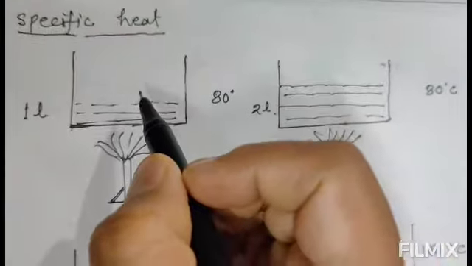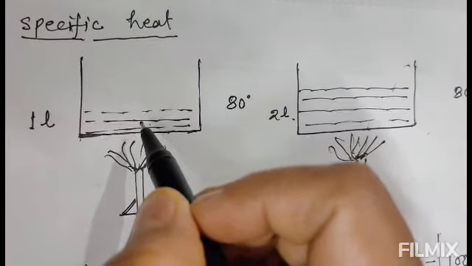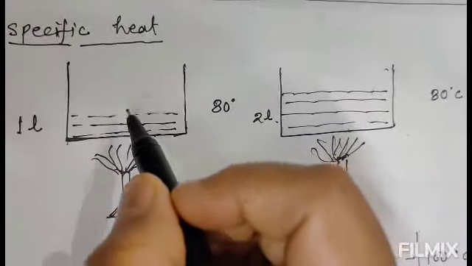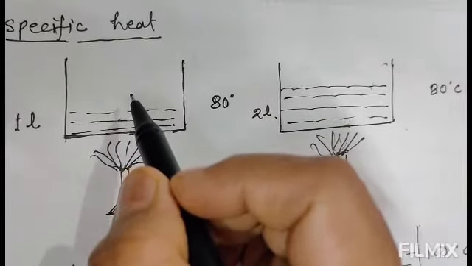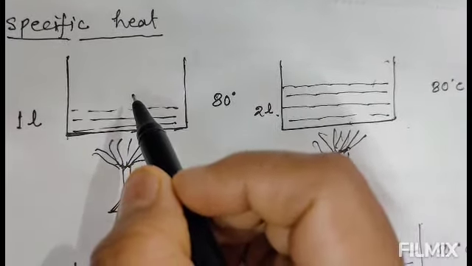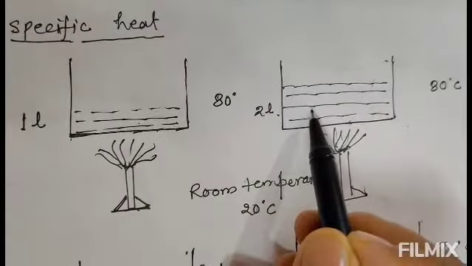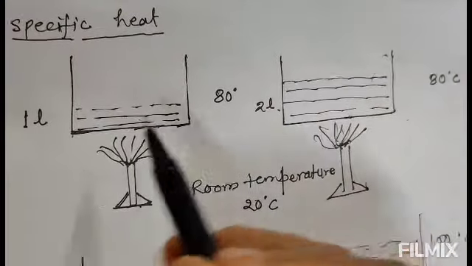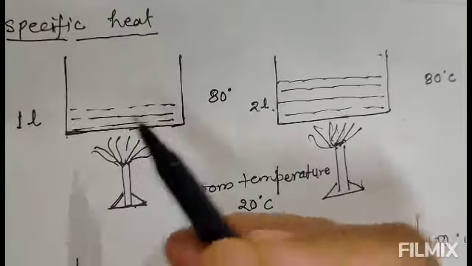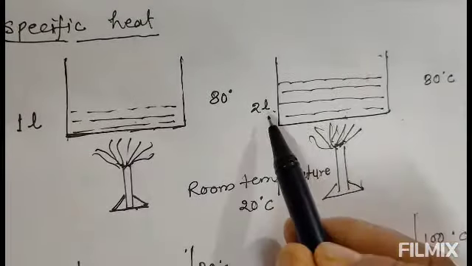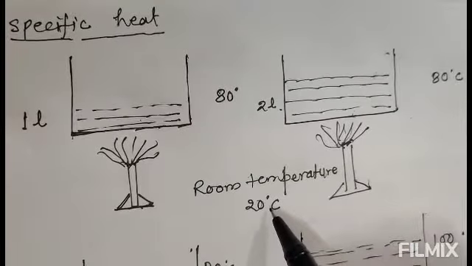Hello students, today we will see in chapter 11, thermal properties of matter, the topic specific heat of substance. To understand this topic, we have taken here two identical containers, in which the first container contains 1 liter of water and the second one is containing 2 liter of water. The room temperature is 20 degrees Celsius.